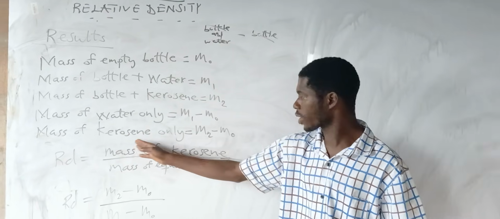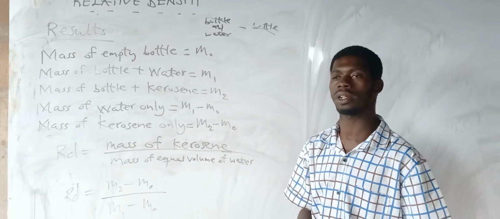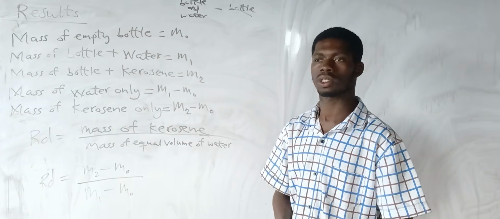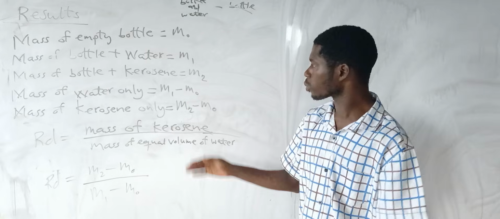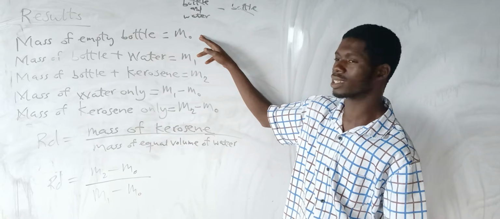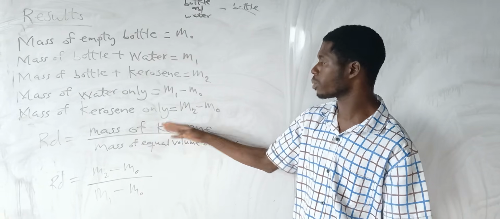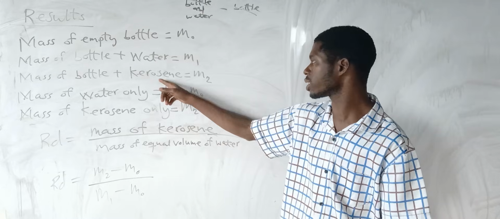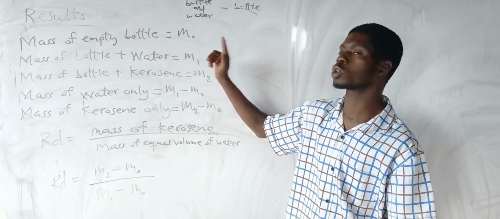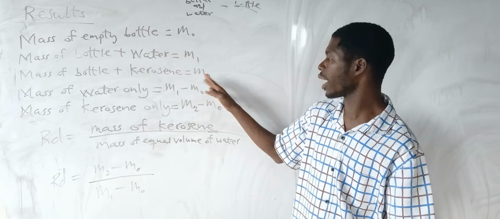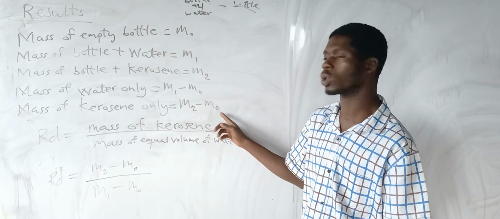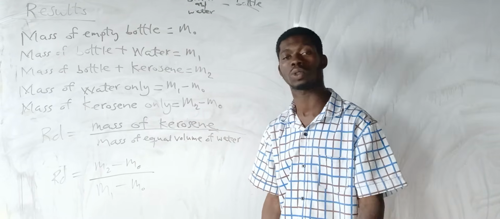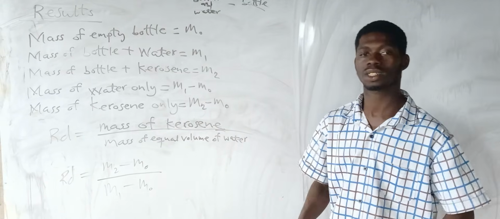And the mass of kerosene only. For you to get the kerosene only as well, you're supposed to subtract M0, that's the empty bottle, from the bottle plus kerosene. This is the bottle plus kerosene, M2. So you're supposed to subtract M0 from M2. That's M2 minus M0. That will also help you to get the mass of kerosene.